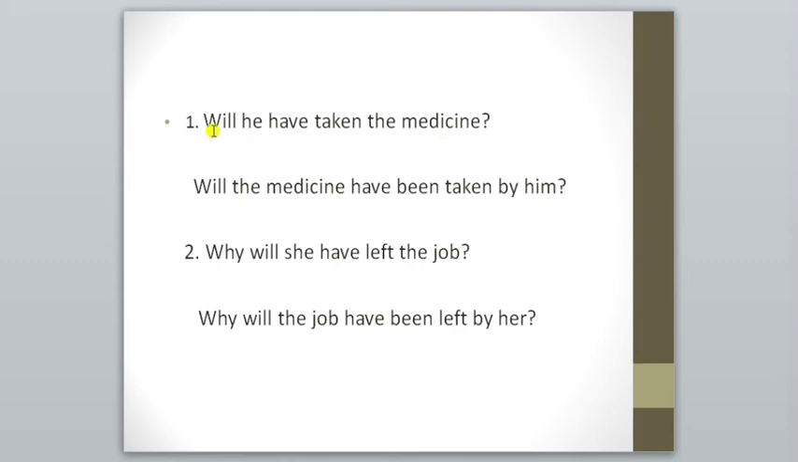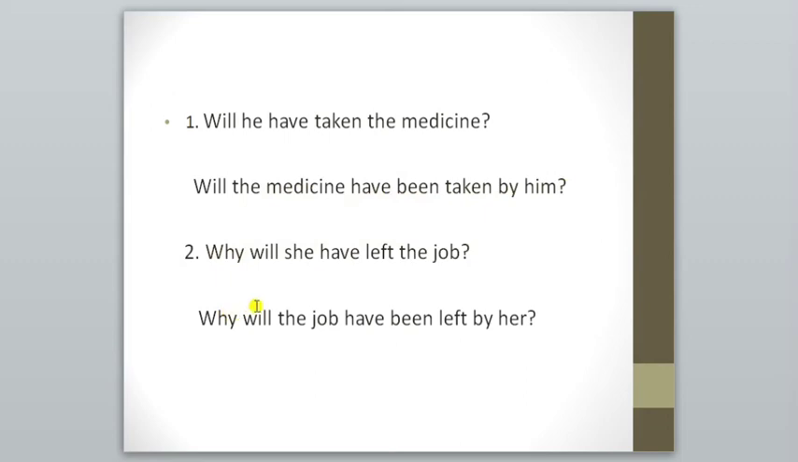Will is the auxiliary verb, he is the subject, have taken is correct, taken is the V3, and the medicine is the object. So first we'll write down will, then the object, the medicine. Will the medicine have been taken by him?